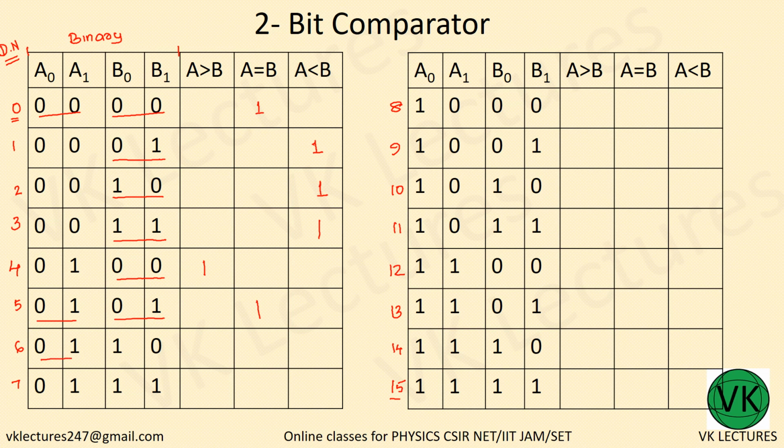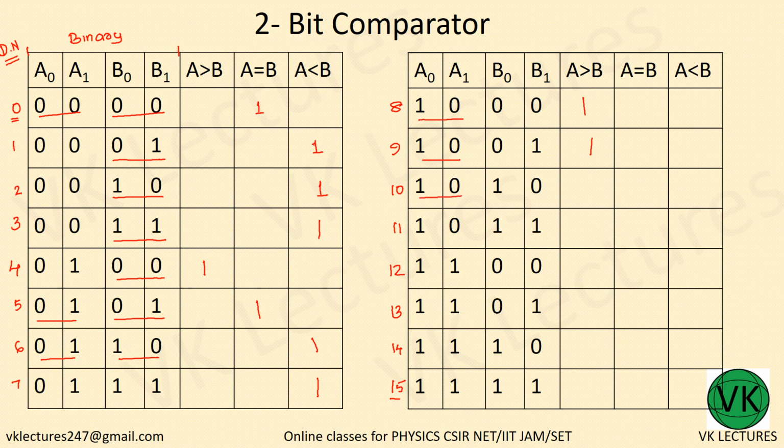0, 1 and 1, 0. In this b is greater. And 0, 1, 1, 1. Again b is greater. Again 1, 0, 0, 0. 1, 0 is greater. So a is greater. 1, 0, 0, 1. In this case again a is greater.